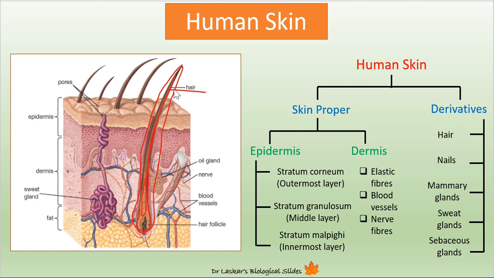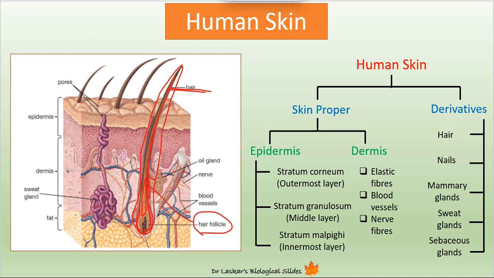So if we see here, it mainly consists of the outermost part which is exposed outside, that is called the hair shaft. Then the part which is embedded in the dermis is the hair root, and it is mainly enclosed by the hair follicle. The hair bulb is the deepest part of the hair, and it contains a projection of the dermis called the hair papilla. So this is about the hair.